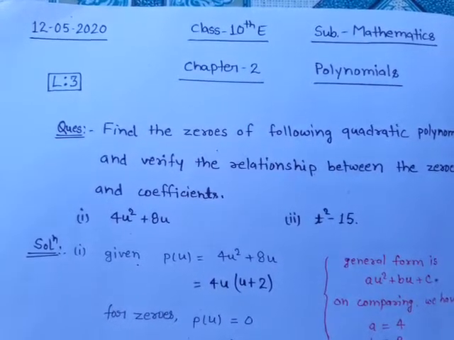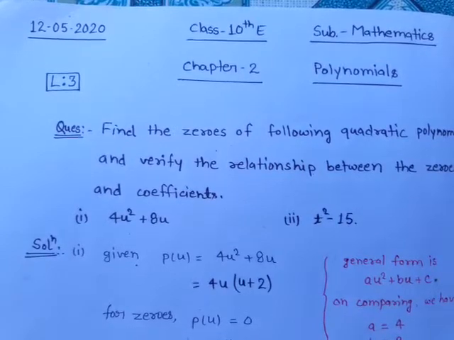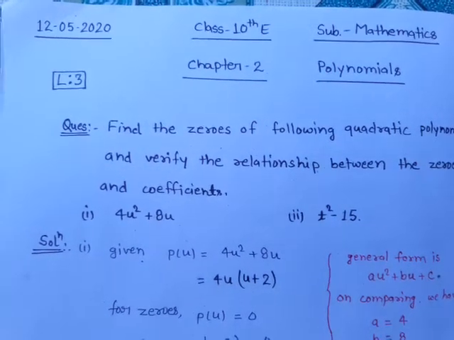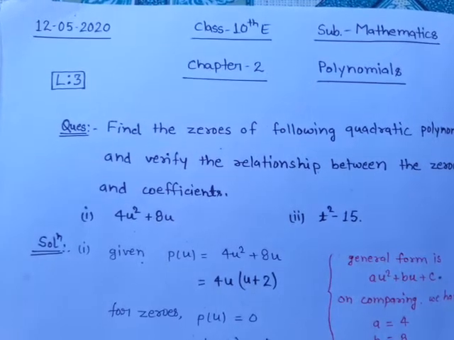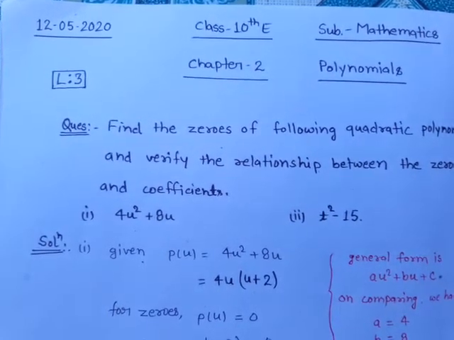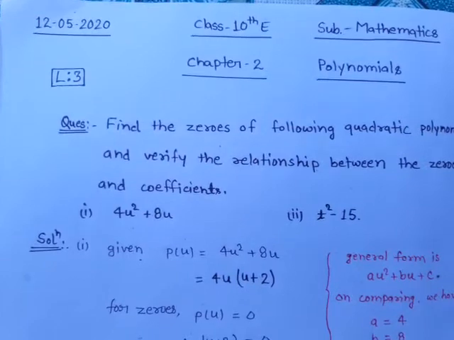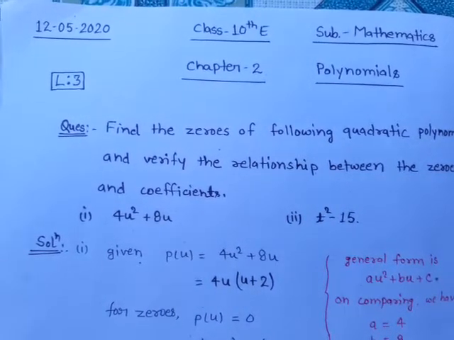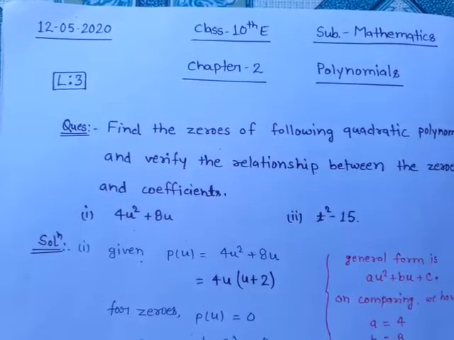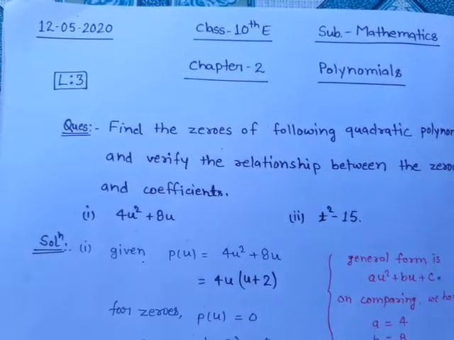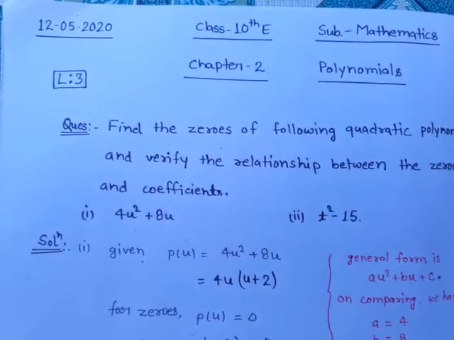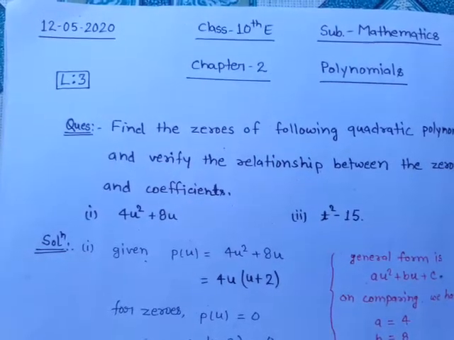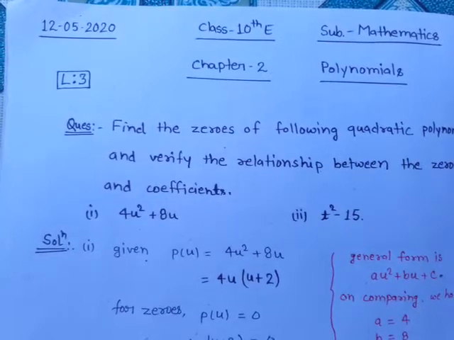In the previous lecture we discussed polynomials and their types, and a format for finding the number of zeros of a given polynomial from its graph. Also, we discussed a relationship between the zeros of quadratic polynomials and the coefficients of the polynomials, and some questions related to that. In this lecture, we continue solving some questions related to coefficients and zeros of the polynomial.